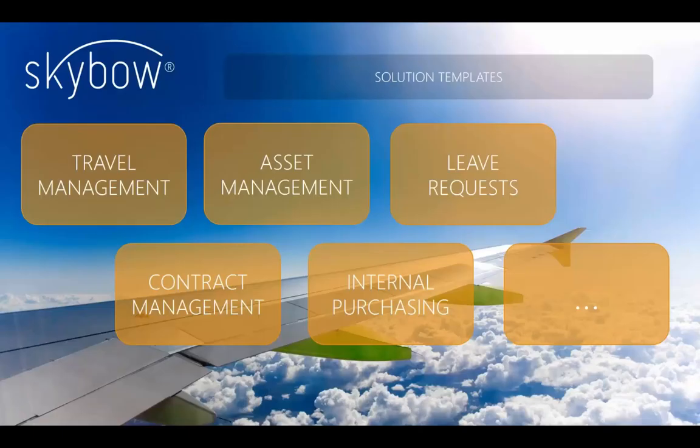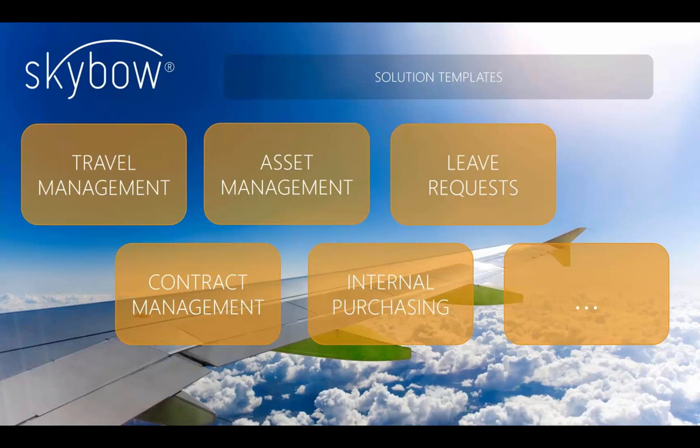Typical solutions that we develop, and that you develop with the SkyBow solution platform, are what we call business apps, business solutions. We call them travel management, asset management, leave requests, contract management. What we are going to see and show today is an internal purchasing solution, where people can make requests for the items or media or whatever they need in daily work, and the internal purchasing department can place those orders with the preferred vendors. We are going to see one such solution today.